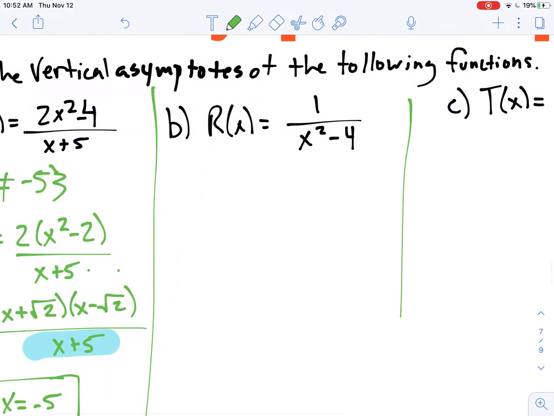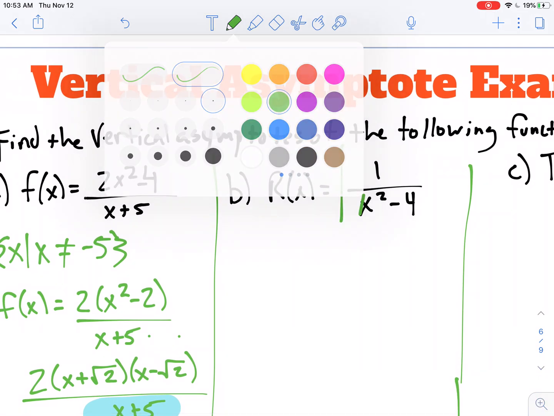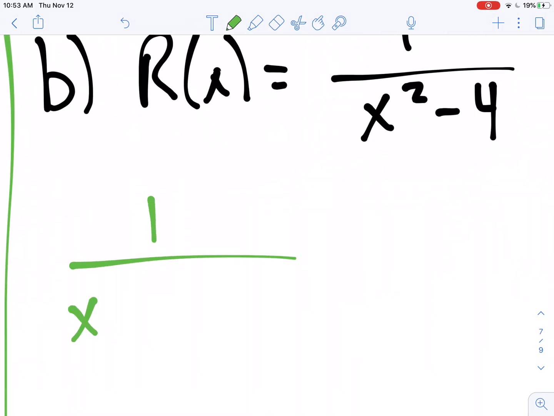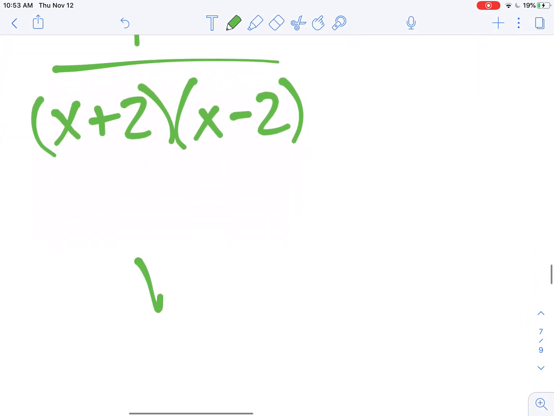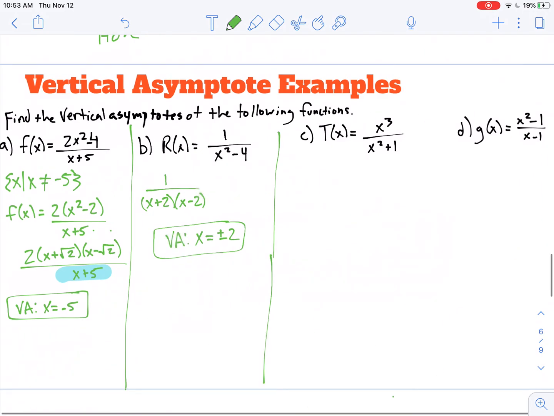Let's go ahead and look at B. I can factor B. I can see with B that I've got this value of 1 over x plus 2 times x minus 2, because again, I'm talking about a difference of squares. But again, nothing crosses out from my numerator to my denominator. I've got no multiplication happening. I just have 1 on top. So because of that, I can just right away say, all right, my denominator remains the way it is. My vertical asymptotes are at x is equal to positive and negative 2. At both positive and negative 2, I'm going to have that vertical asymptote. I'm going to have my graph behave in that way.